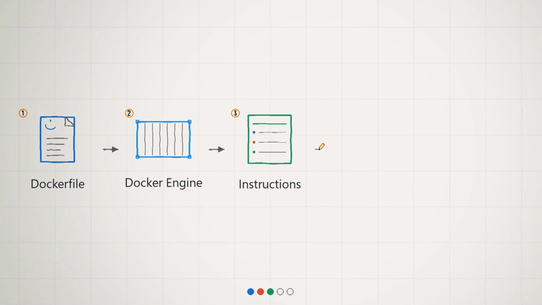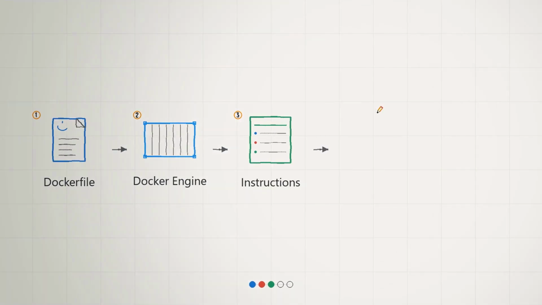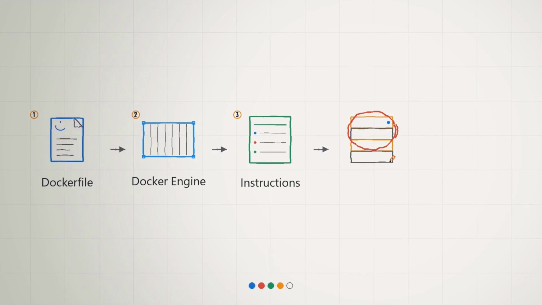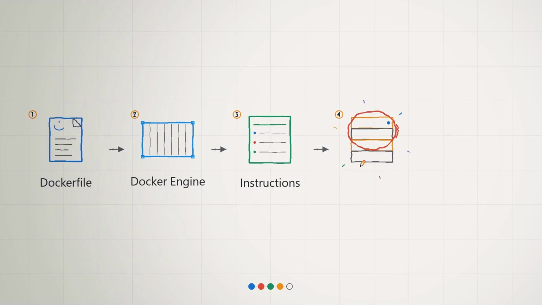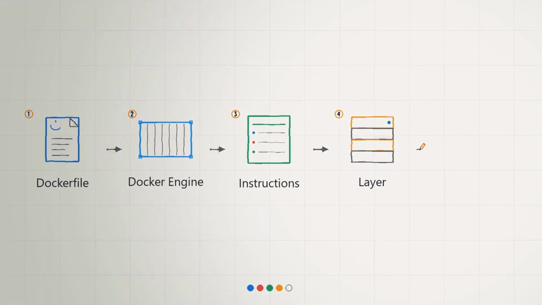Step 6. Cache Miss. If no matching layer is found, Docker performs a cache miss. It executes the instruction, creating a brand new layer. This new layer is then added to the build cache for future use. Step 7. Cache Invalidation. The critical rule: once a cache miss occurs, all subsequent layers in the Dockerfile after that point are invalidated. Even if their instructions haven't changed, Docker will rebuild them.